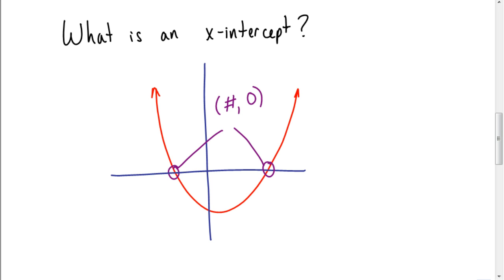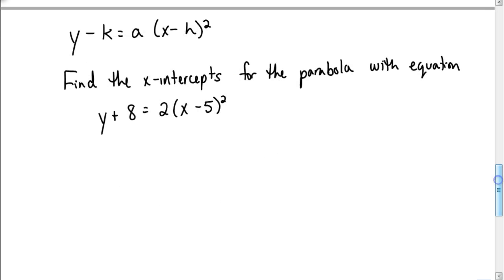So that's important. In order for us to be able to find the x-intercept for these problems, we're going to have to replace y with 0 in that equation. So let's look at some examples now. Here we have the equation again in vertex form is y minus k equals a times x minus h squared. We're asked to find the x-intercepts for the parabola with this equation, y plus 8 equals 2 times x minus 5 squared. So again, what we just learned is that the x-intercept is where y is 0. So I'm going to replace y with 0.